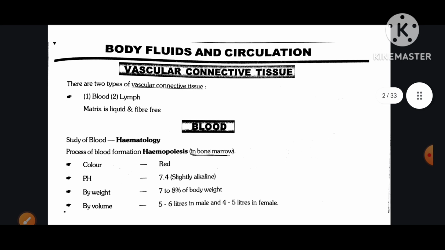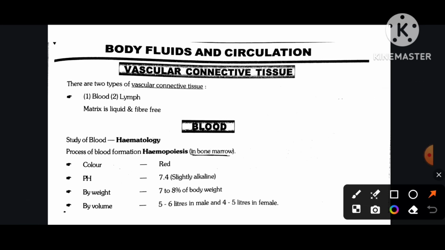Body fluid and circulation. Vascular connective tissue. There are two types of vascular connective tissue: blood and lymph. Matrix is liquid and fiber-free. Blood. A study of blood is hematology. Process of blood formation is hemopoiesis, in bone marrow. Color red. pH 7.4, slightly alkaline. By weight, 7 to 8% of body weight. By volume, 5 to 6 liters in male and 4 to 5 liters in female.